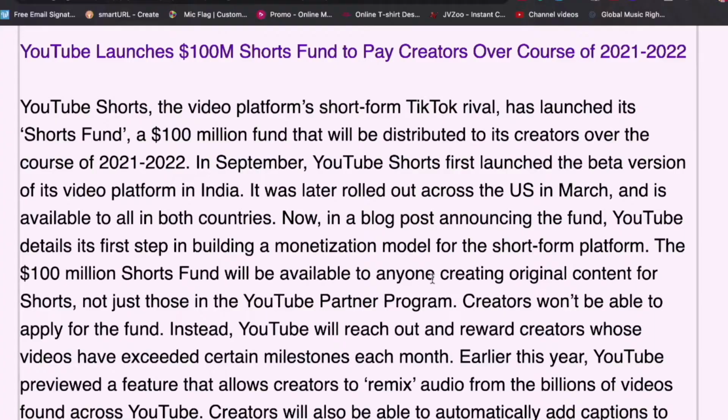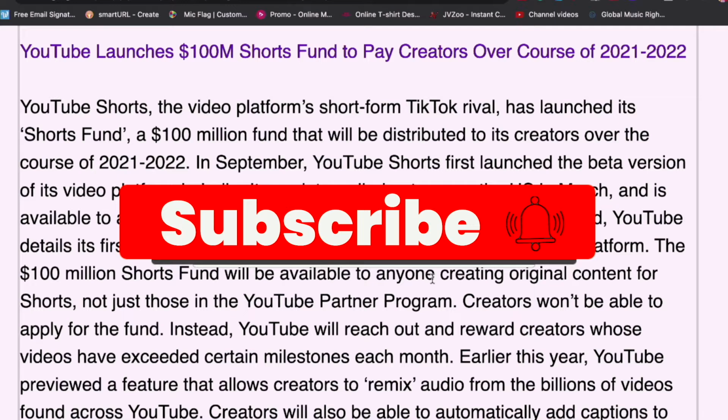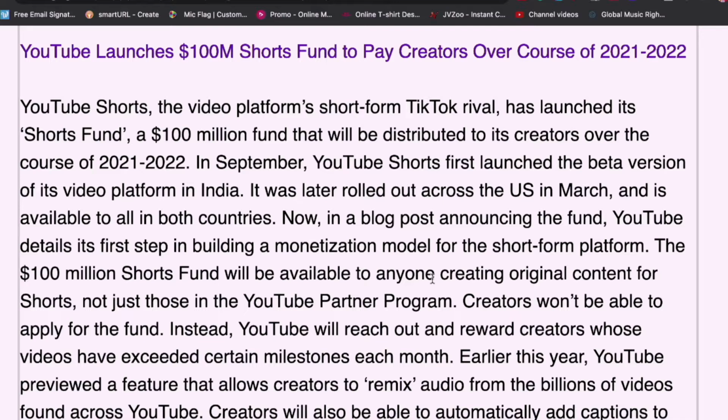In fact, according to this article, YouTube Shorts, the short form TikTok rival, has launched its Shorts Fund, a $100 million fund that will be distributed to its creators over the course of 2021 to 2022. In September, YouTube Shorts first launched the beta version in India. It was later rolled out across the US in March of 2021 and is available to all in both countries.